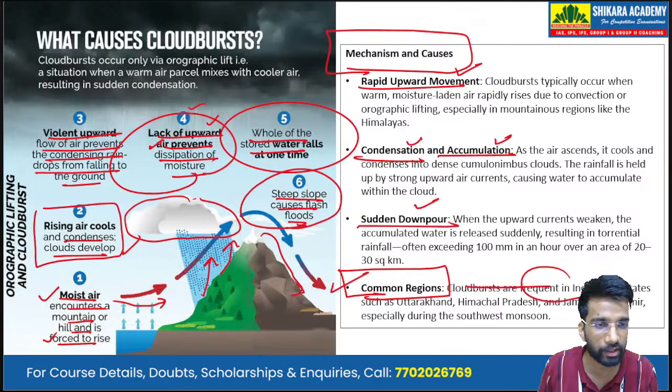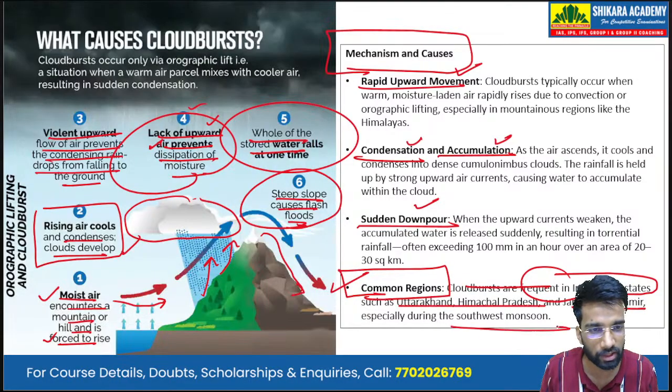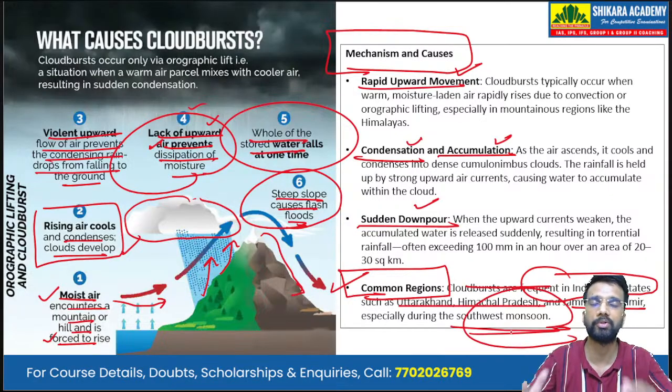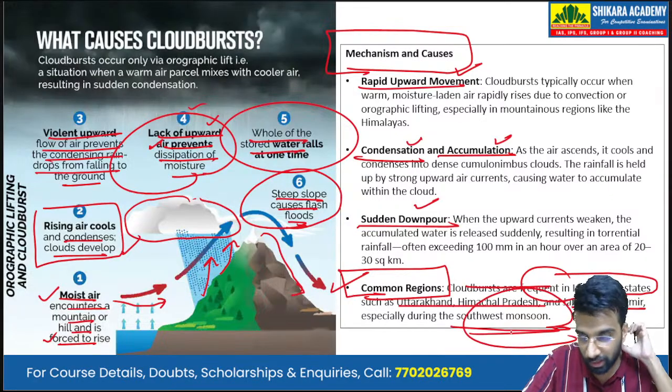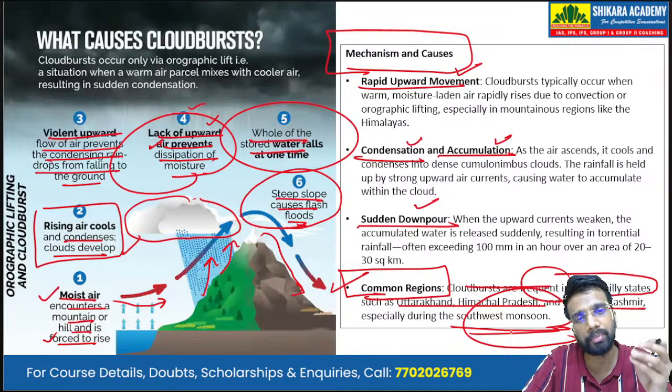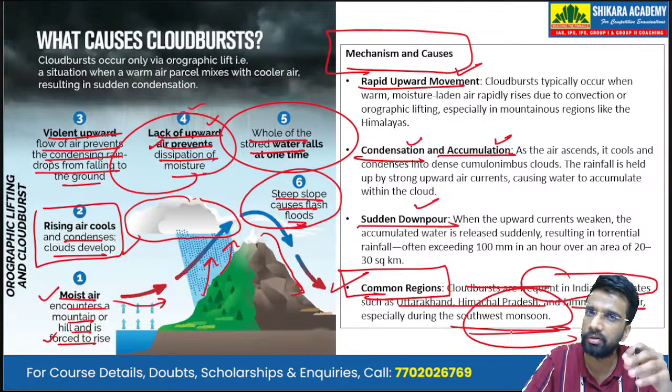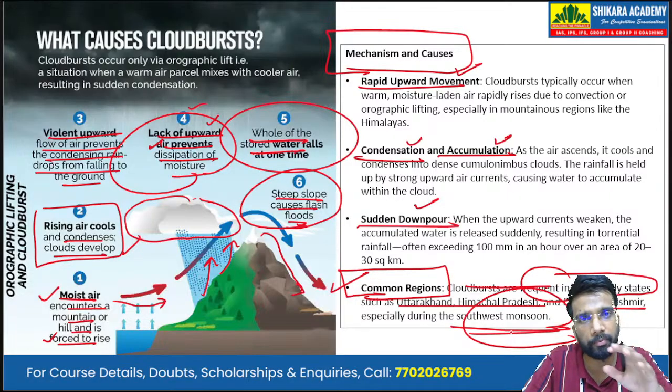And the common regions we have to also talk about. Cloudbursts are frequent in India's hilly states, as we have seen recently in Uttarakhand, Himachal Pradesh, and Jammu and Kashmir, especially during the southwest monsoon. So especially in the monsoon months, the hilly states, especially Uttarakhand, Himachal Pradesh, Ladakh, and Jammu and Kashmir, are very vulnerable to cloudbursts.